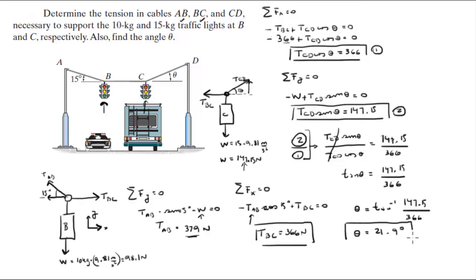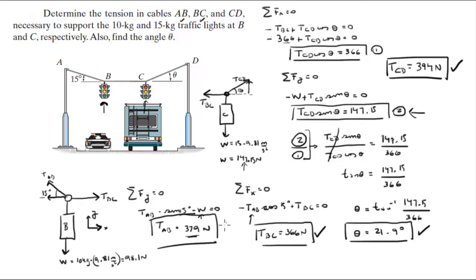Now that you have theta, you can plug it into either equation one or equation two, it doesn't matter. So let's say plug theta into here, solve for TCD, and you're gonna get that TCD is equal to 394 newtons. Final answer for TCD, final answer for theta, final answer for TBC, and final answer for TAB.